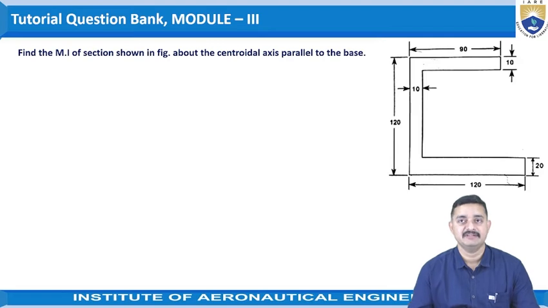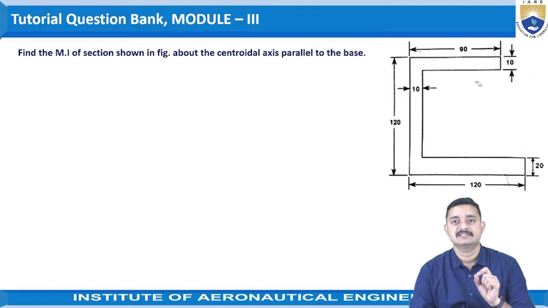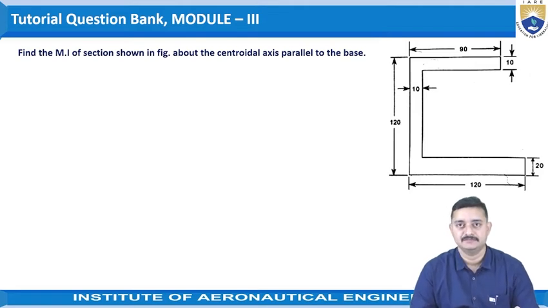So the problem given here is a C section and the sizes are given as per the given data: 20 mm or 10 mm, 90 mm, 10 mm, 120 mm and 120 mm. In this way, the dimensions of the C section are given. Now, we can easily identify the centroid of this C section.